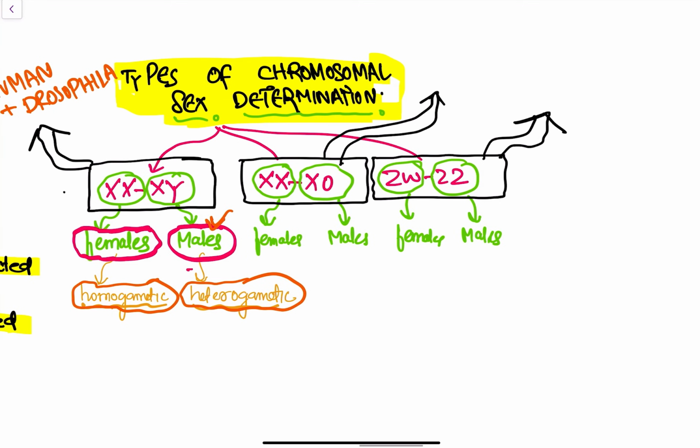Then you have XX-XO, where female is having 2 X chromosomes, male is having only 1 X chromosome, and not any type of Y chromosome, not any other type of chromosome. So male is again heterogametic, as some of the sperms will get X chromosome, some of them will not. So it's also male heterogamy, and it has been observed in grasshoppers.